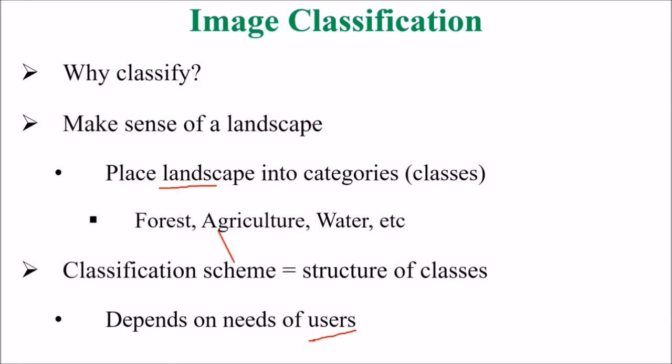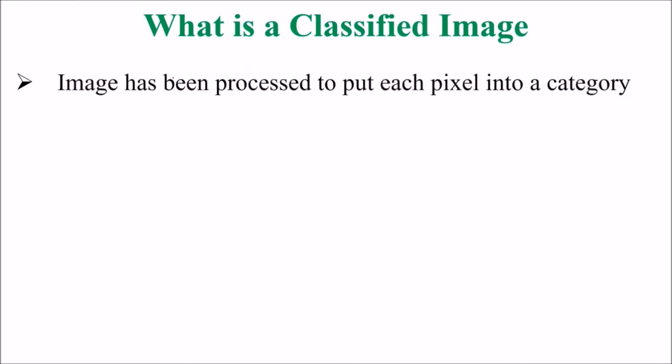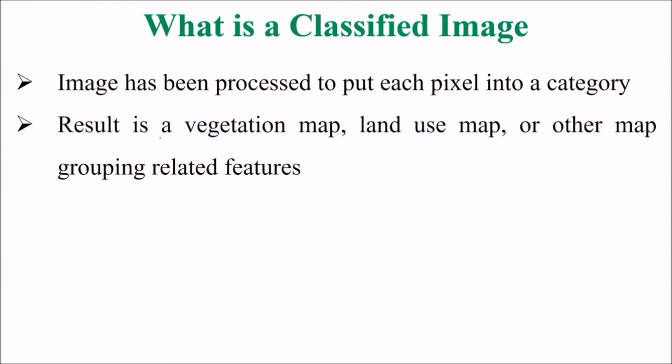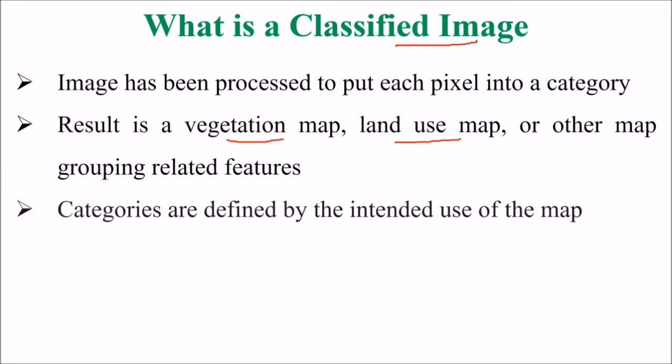If you are an urban developer, you will be interested more in the urban things, like the small land areas, large land areas, and the big man-made architectures, the high-rise buildings, the low-rise buildings. All these you are interested in, and this can be different from some other person who is interested in some other thing. So what is a classified image? When the image has been processed to put each pixel into a category, that is the classified image. The result is, say, a vegetation map. It can be a land use map, or it can be another map with certain features you desire.